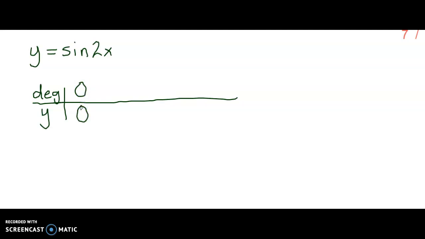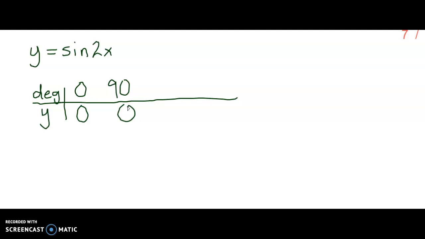Let's put in 90 now. 2 times 90 is 180. What's the sine of 180? 0. So we're missing an angle measure, a very important angle measure, which is 90.